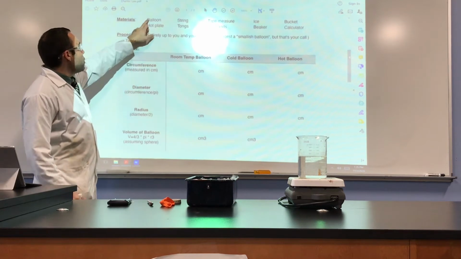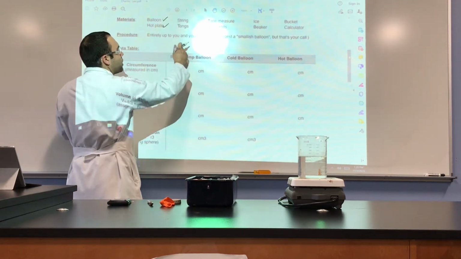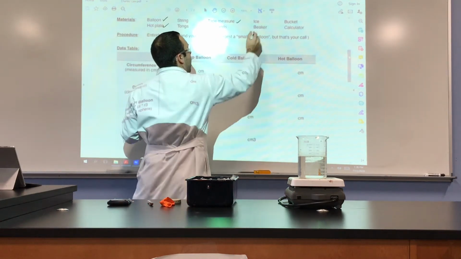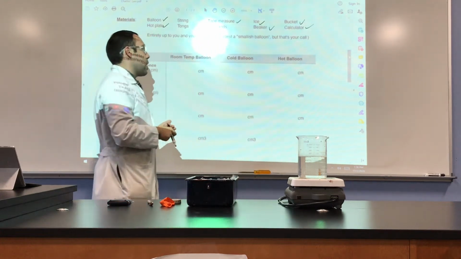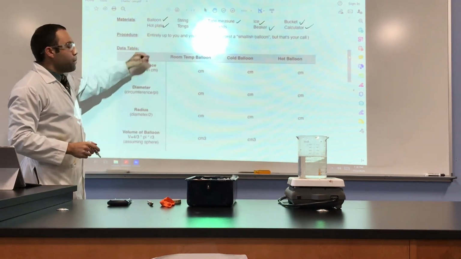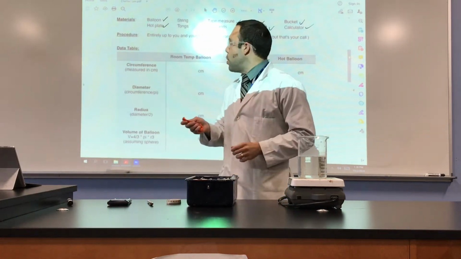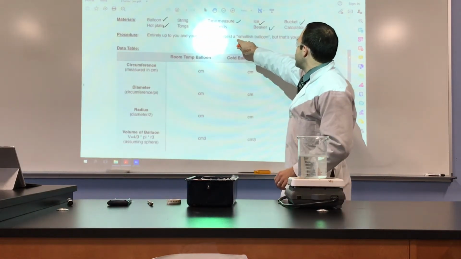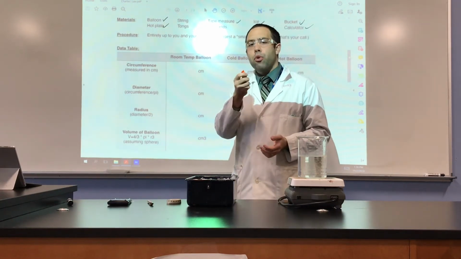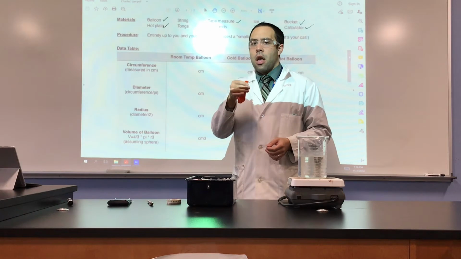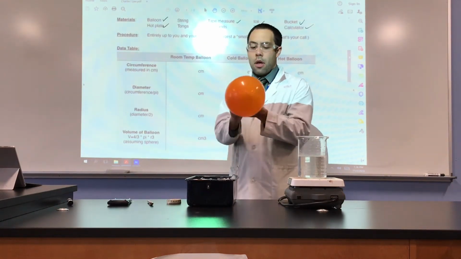So the materials we're going to use: the balloon, a hot plate, I'm not going to use a string or tongs, we will use a tape measure, ice, a beaker, a bucket, and a calculator. So the first thing we're going to do is take our balloon, I chose orange, and we're going to blow it up. The procedure says I suggest a smallish balloon. That's your call. So one breath of air we'll put in there. We'll see what size it is. Looks good to me.